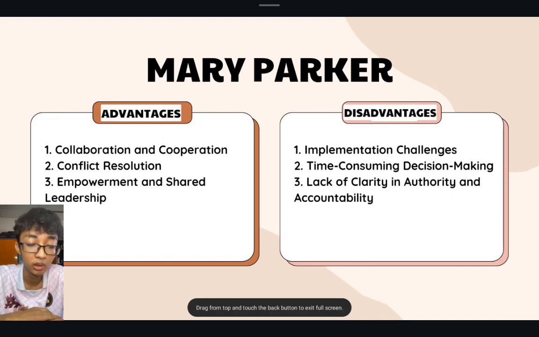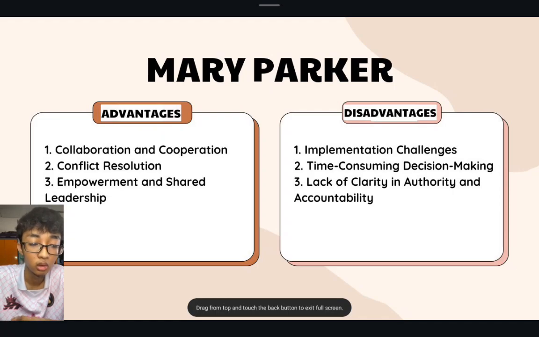Second is time-consuming decision making. Follett emphasis on collaboration and shared decision making can sometimes result in slower decision making process in situations where swift decisions are required. The need to involve multiple stakeholders and reach consensus may lead to delay or inefficiencies.